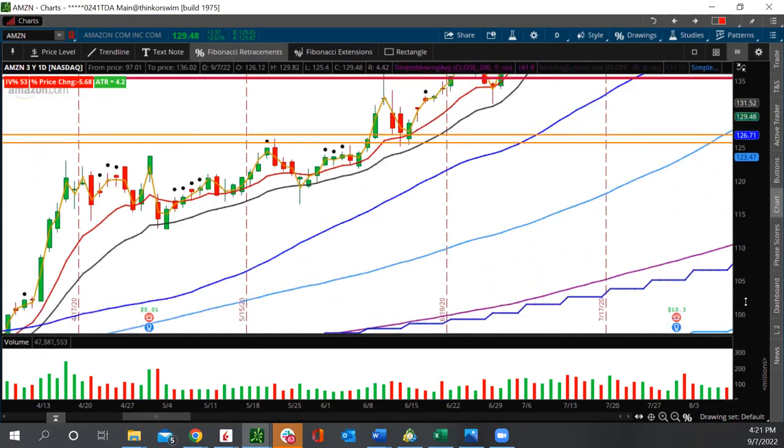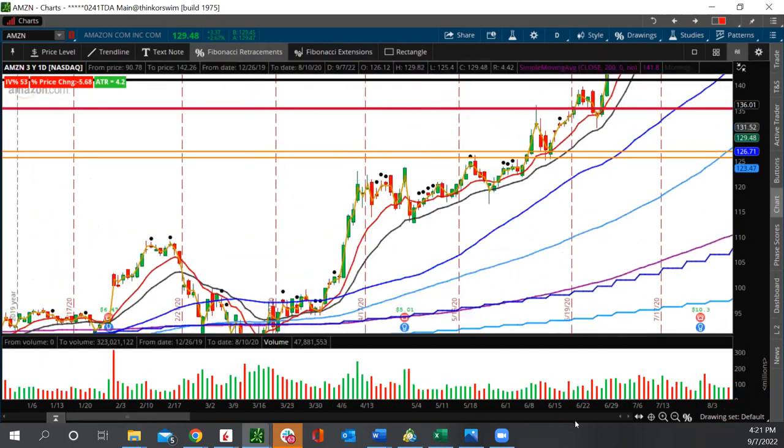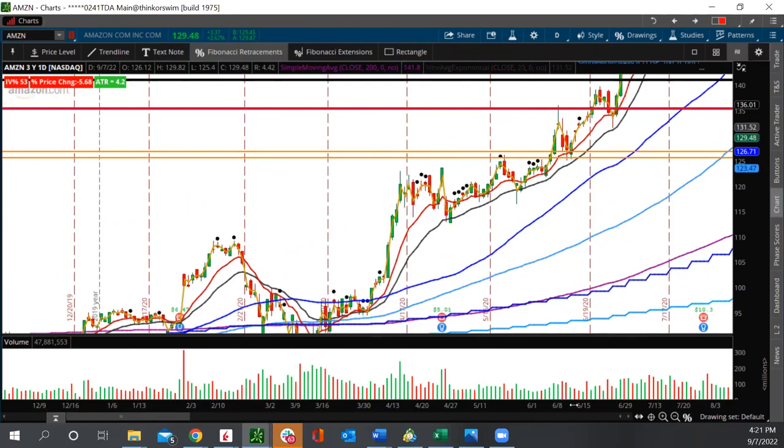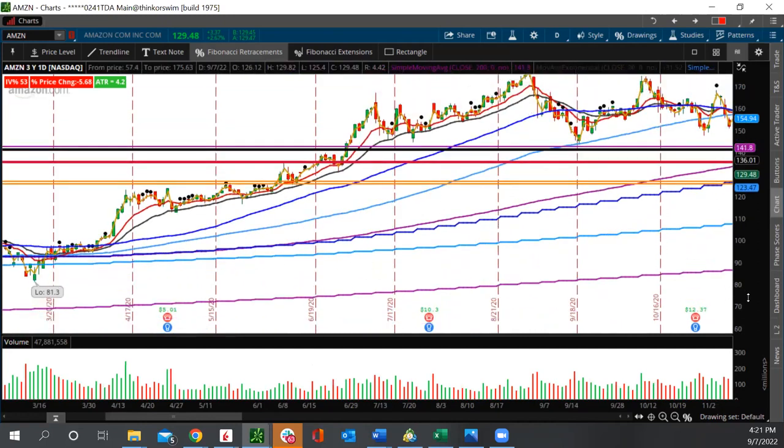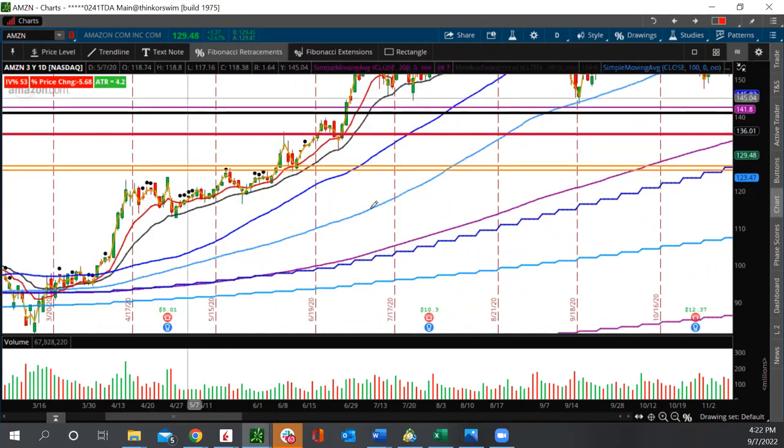The other thing that's interesting is you can throw on multiple fib lines. You don't have to just use one. When you throw on multiples, if they overlap, they're stronger levels. So you can pick a bunch of different highs and lows and throw them on there, and if you have overlaps, then that is a stronger area. Let's look at this one here.